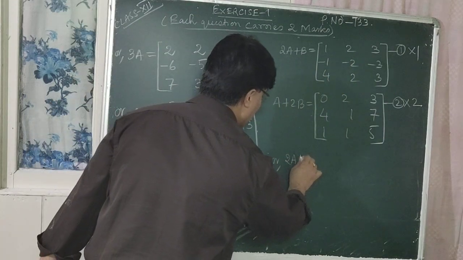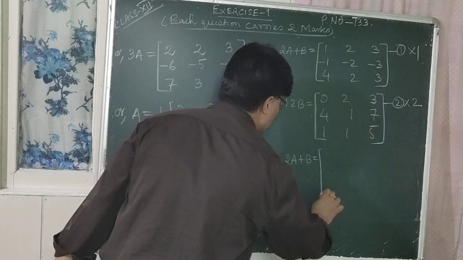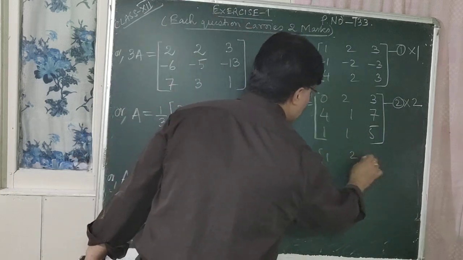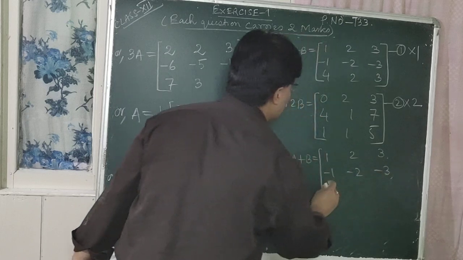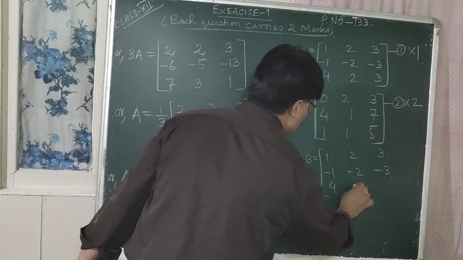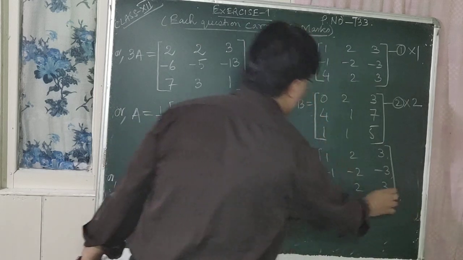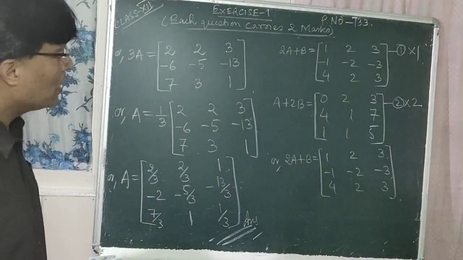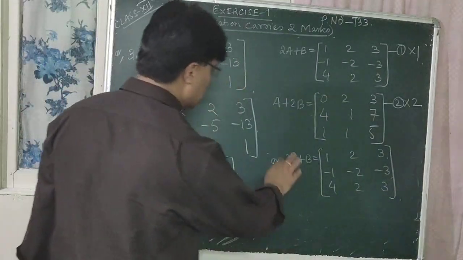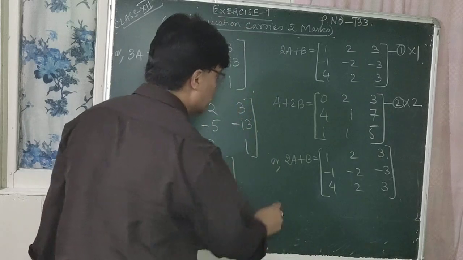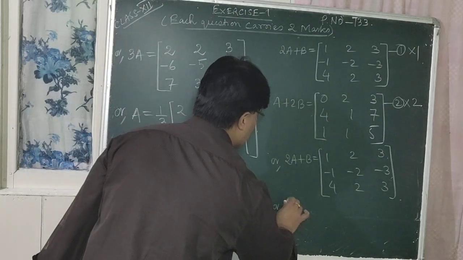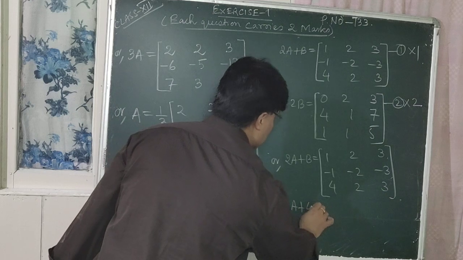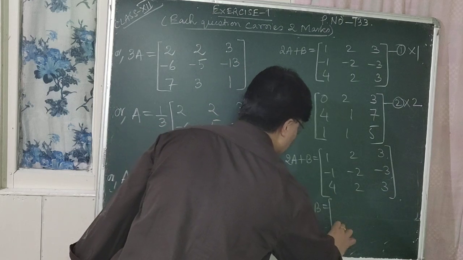That is 2a plus b is equal to 1, 2, 3, minus 1, minus 2, minus 3, and 4, 2, 3. Is that clear? Now equation 2. Write down equation 2 below this equation, but you have to multiply it by 2. You have to multiply all the terms by 2 out here. 2a plus 4b is equal to.